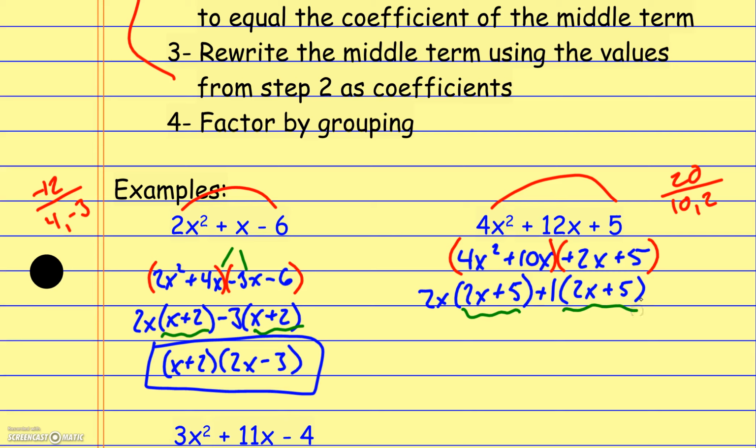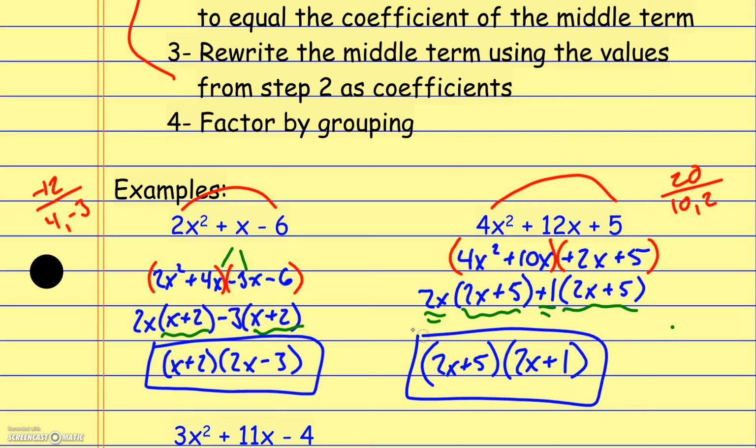See, now I have this guy in common. So one of my factors is the 2x plus 5. The other factor is what would be left when I take that away, which is the 2x and the plus 1. All right, so again, I build a bridge, I split up the middle term, I factor by grouping.